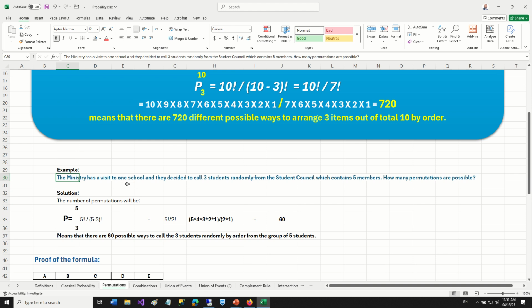The ministry has a visit to one school and they decided to call 3 students randomly from the student council. The student council contains 5 members, so how many permutations are possible? Imagine that if they are going to call 3 students, then now consider that they will call first student, second student, third student. Now, in other order, they may call the second student, then first, then third. In another order, they may call the third and first, then second. So, there is more than one way to arrange.